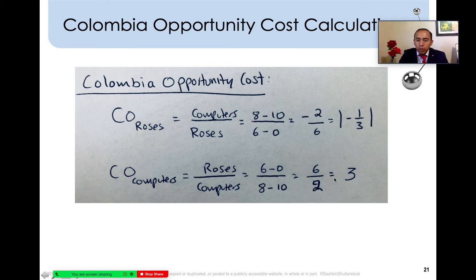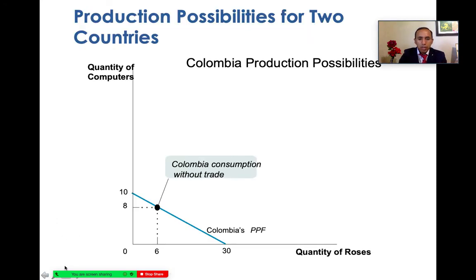It gives you 3. Again, we're doing the absolute value, so I just left it at 3. The Colombian computer opportunity cost is that for every 1 computer produced, Colombia gives up 3 roses. So this is what I mean. If you produce 1 computer, your production of roses declines by 3.